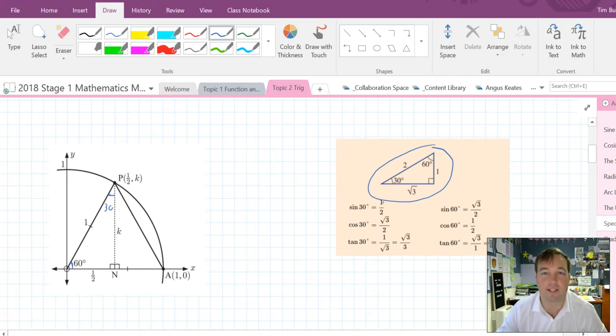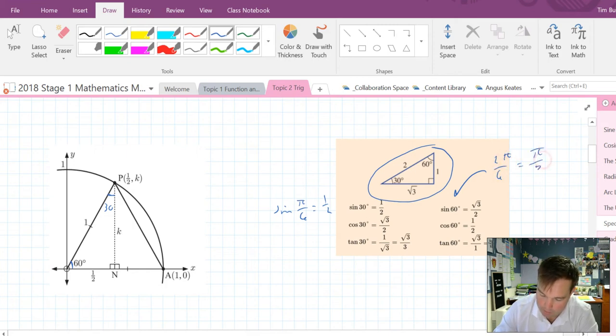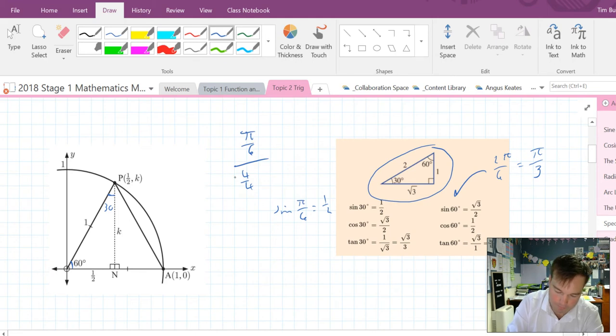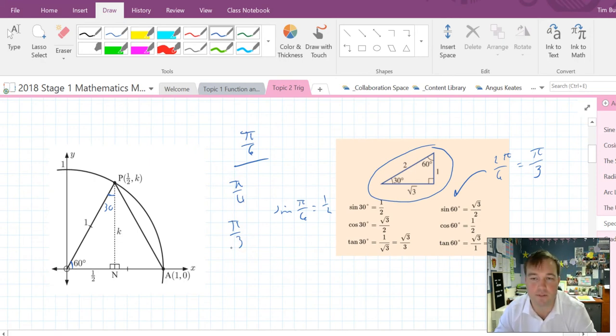Sine 30 is a half, and that's the example I keep using in class, or you could think about that as sine of pi on 6 equals a half. Cos 30 is root 3 on 2, or cos of pi on 6. And tan 30, or tan of pi on 6, is 1 on root 3. Here, 60, you can think of that as 2 pi on 6, or we often use pi on 3. Essentially, you'll be expected to know all multiples of pi on 6, pi on 4, and pi on 3 in terms of sine, cos, and tan.